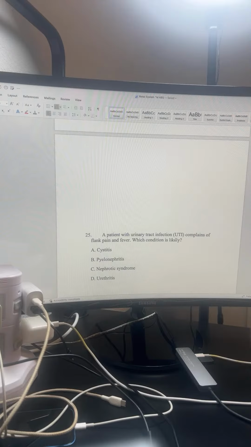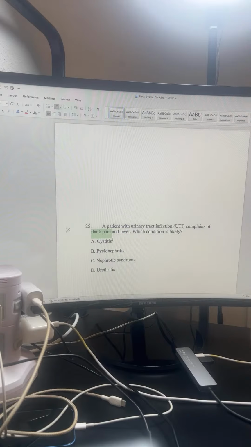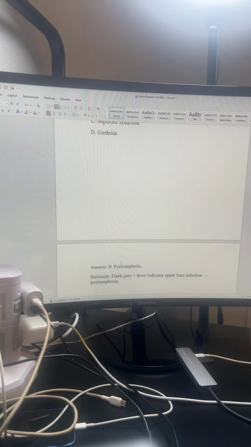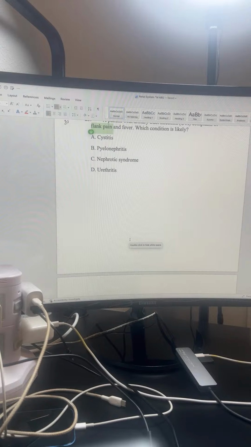So definitely you're thinking about your pyelonephritis. Your flank pain here. Flank pain plus fever indicates upper tract infection, pyelonephritis. And this other one is your bladder infection, then nephrotic syndrome, urethritis.